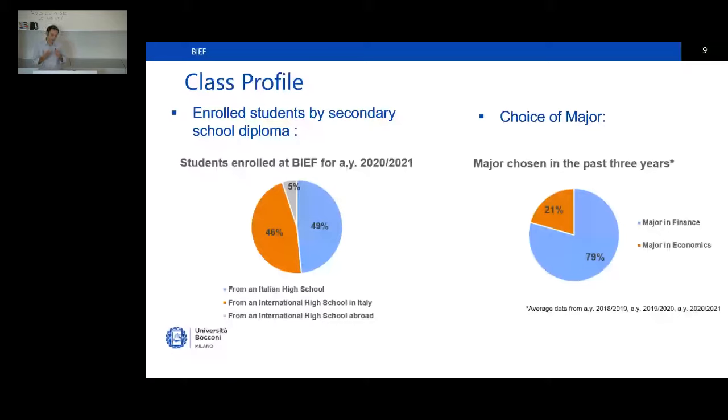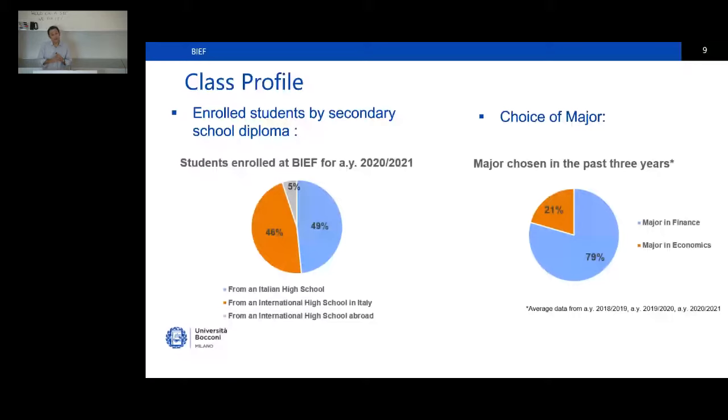So you see that, thinking about what is in blue as Italian students and what is in orange and gray as international students, more or less we have an even split, a 50-50 split. Then on the right-hand side, I have information about the choice of the major.